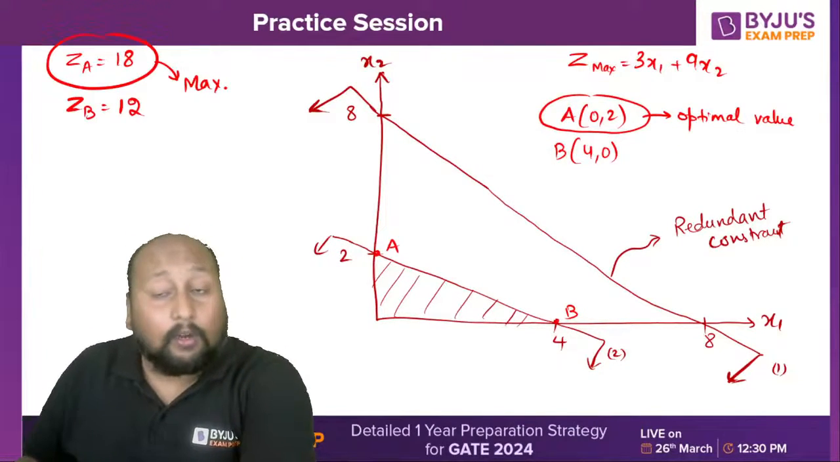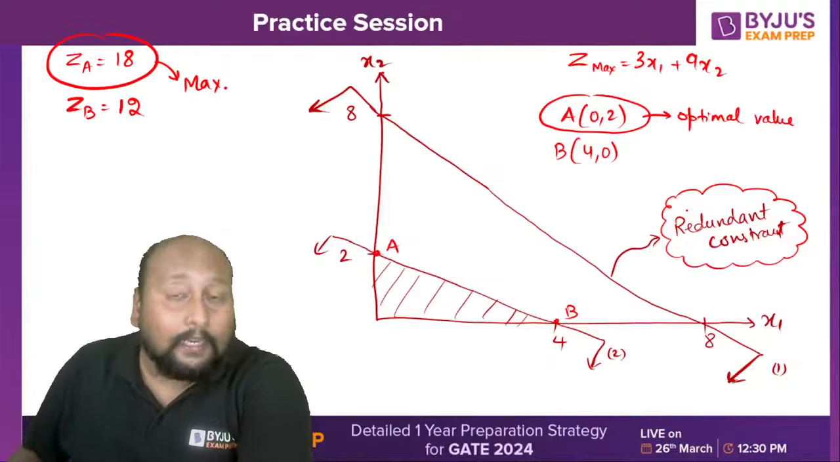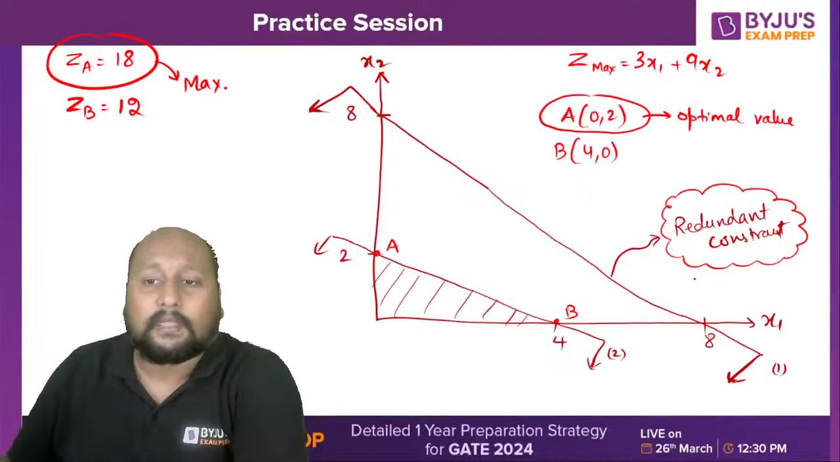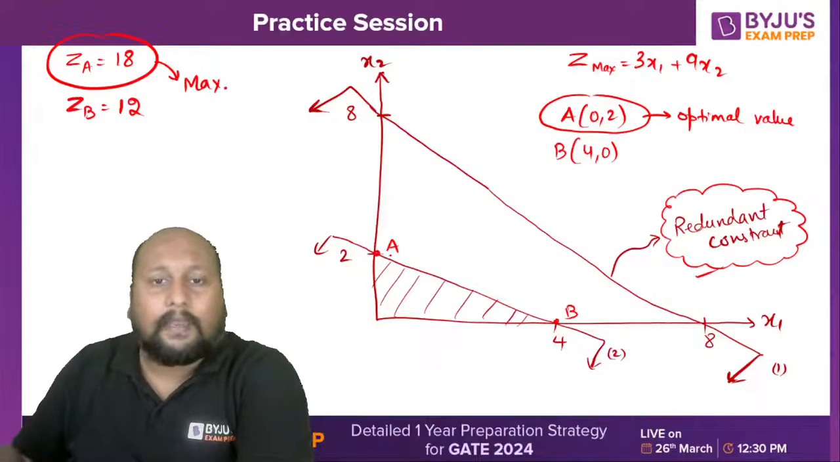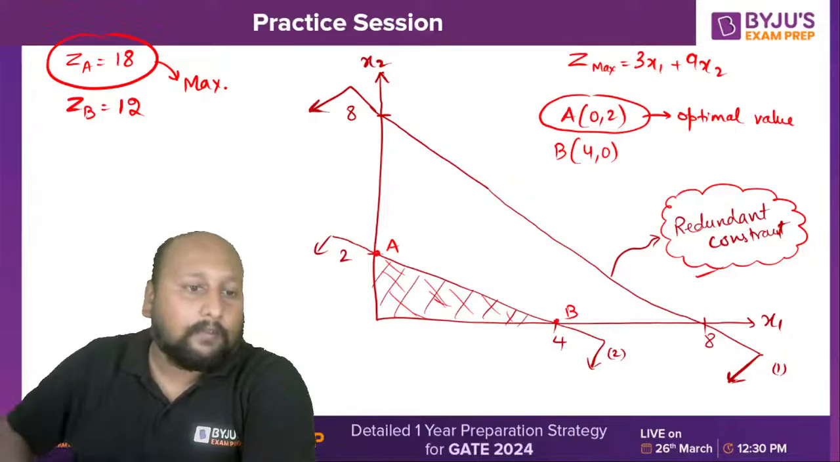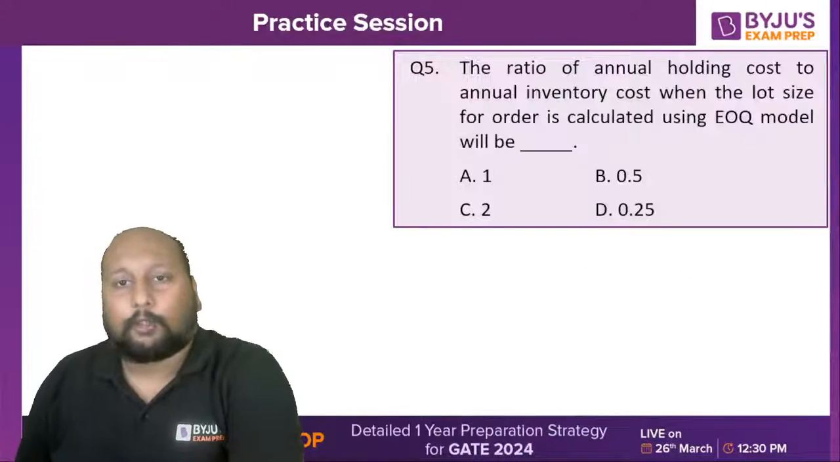And here we are also seeing one very interesting part, that this constraint is not even participating in order to identify the feasible region. That means if you try to remove this constraint, then also I'll be getting this region as the feasible region. Then I can say this kind of constraint, we call it a redundant constraint. Okay, fine. Let's move to question number 5.